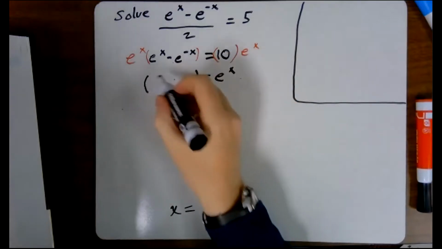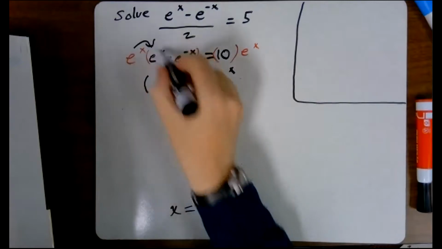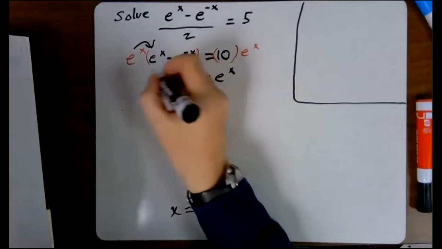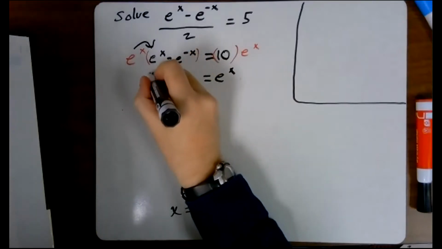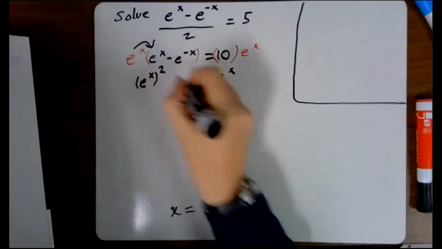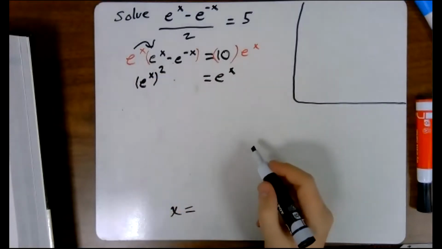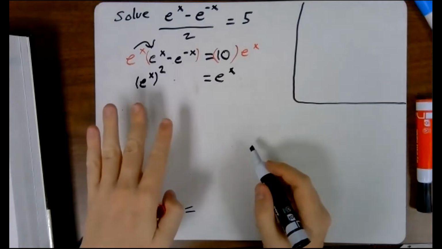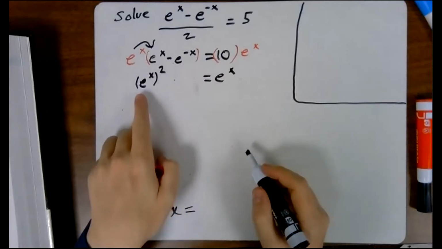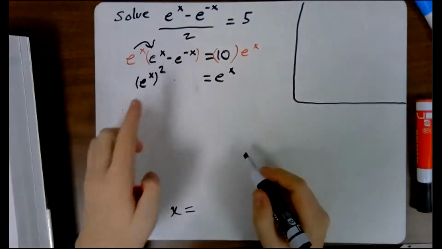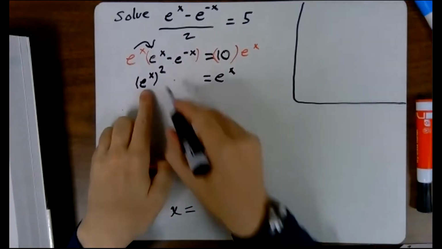Then we can distribute in here. E to the x times e to the x is e to the x squared, isn't it? Anything times itself is that thing squared. And we could use the power of a power property to rewrite this as e to the 2x, but that's actually not really going to be super useful for us, so I'll leave it like this.